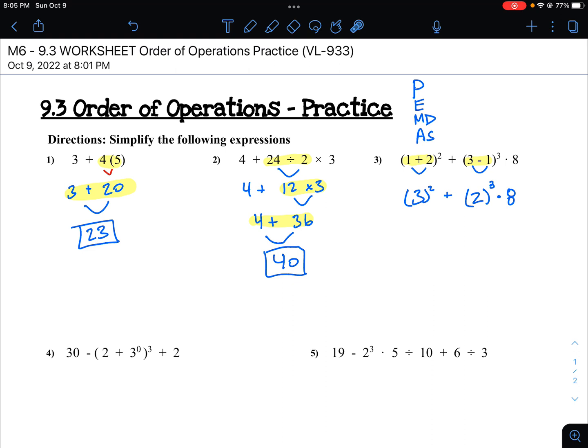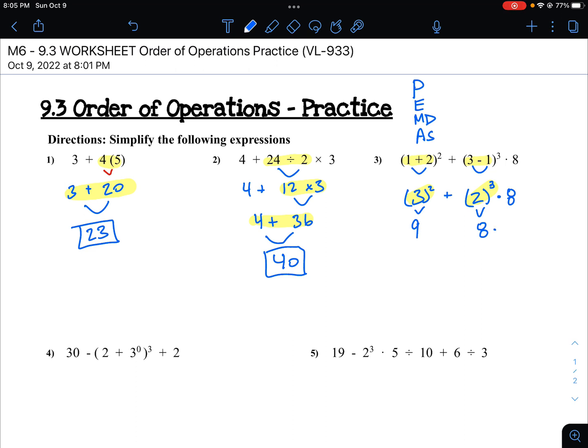So let's do exponents. Which one should we do first? It kind of doesn't matter. You can also do them both at the same time. So 3 to the second power and 2 to the third power. 3 to the second is 3 times 3, which is 9. 2 to the third power is not 6. It's not 2 times 3. It's 2 times 2 times 2. And 2 times 2 is 4. Times 2 again is 8. So 2 to the third power is 8.